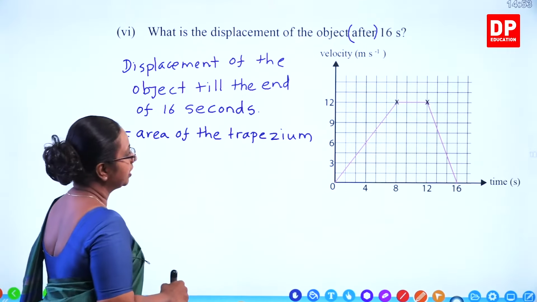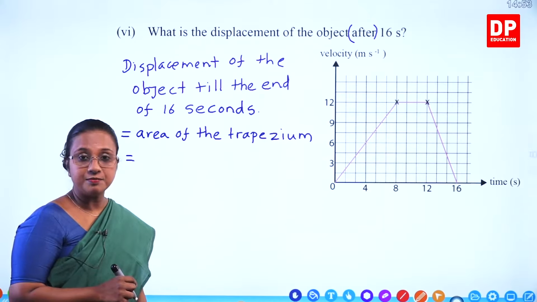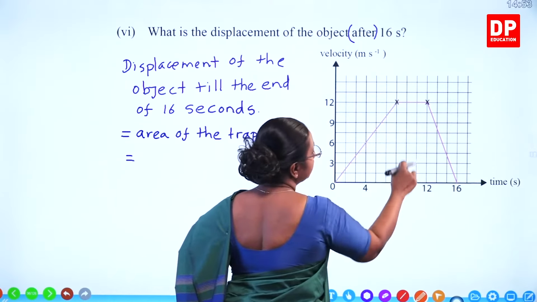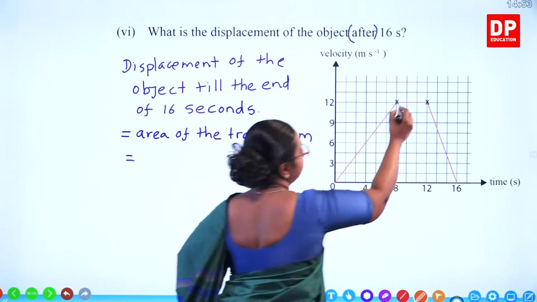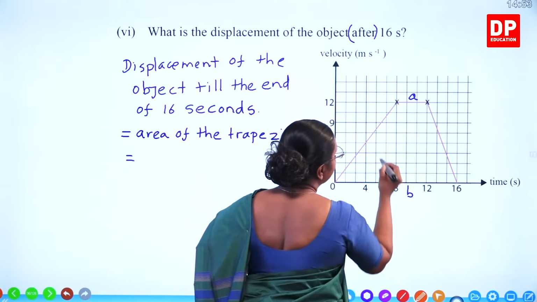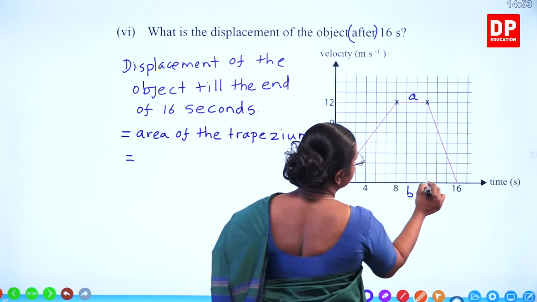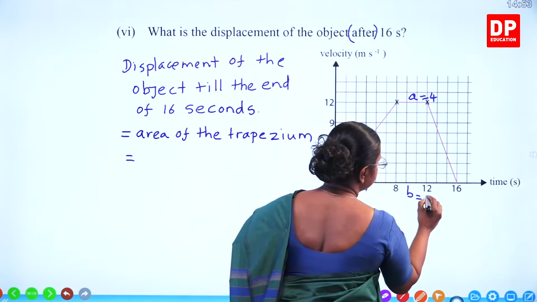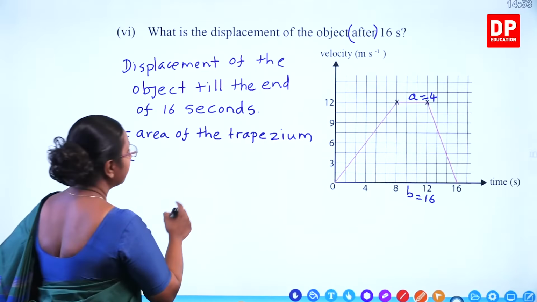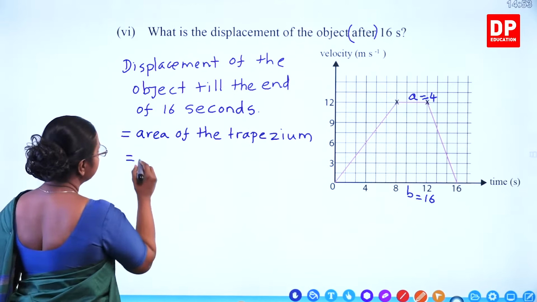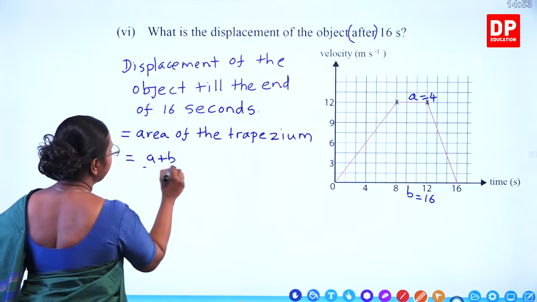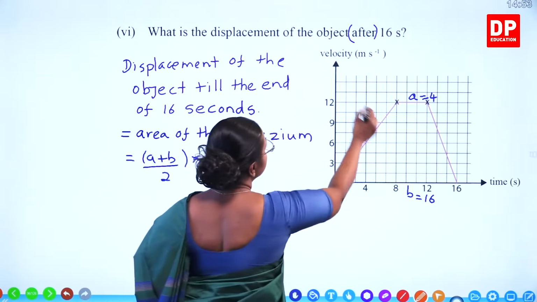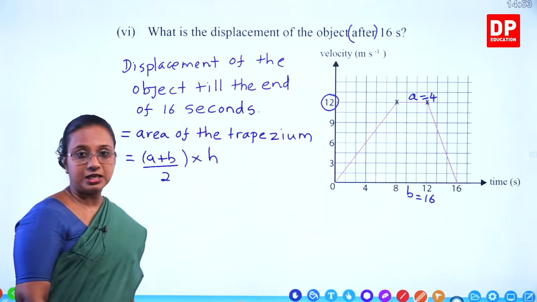So that is equal to area of the trapezium, the average of the length of the two parallel sides. That is, if we mark it as A and B, A is equal to from 8 to 12, so that is 4, and B is equal to 16. So if we write the area of the trapezium, A plus B divided by 2 into the height. That is the 12 meters, the perpendicular height.